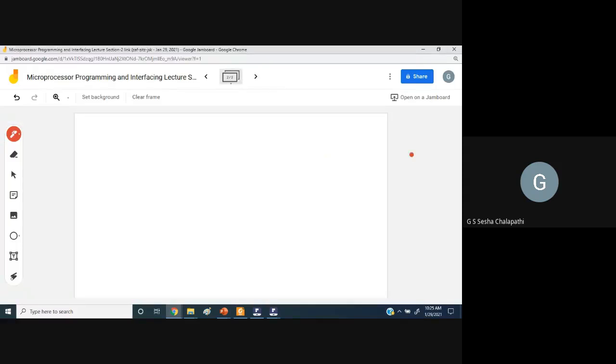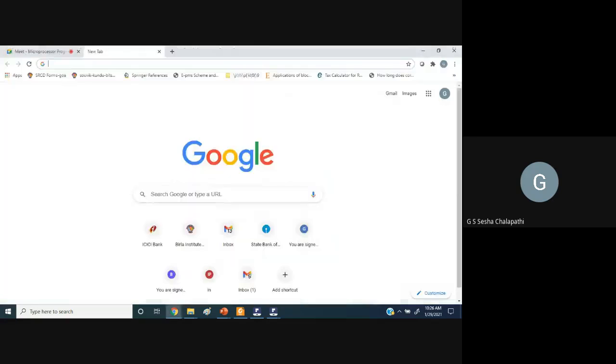Now in immediate addressing mode, if I specify an instruction this way, MOV 1340H comma AX, this will become a wrong instruction. This is invalid. Why is that so? Anybody, why do you think this is an invalid instruction?